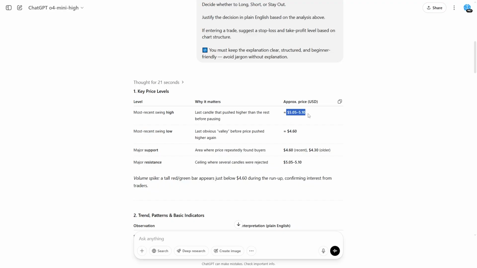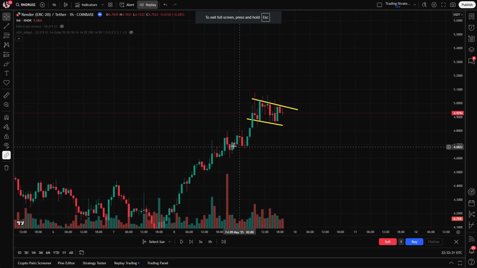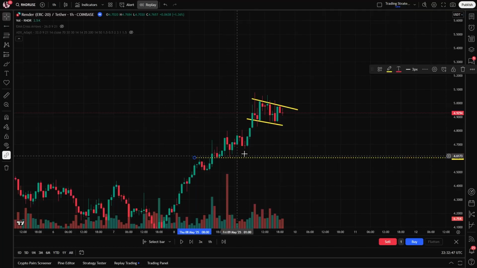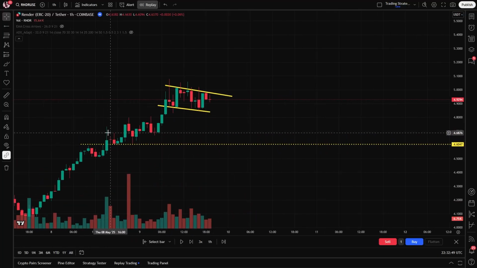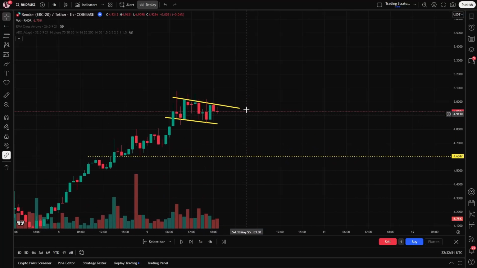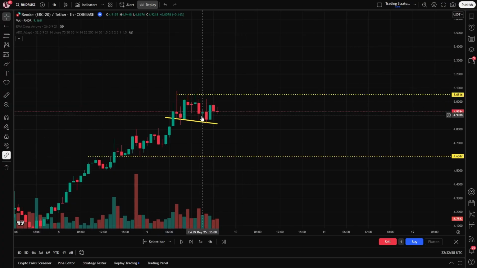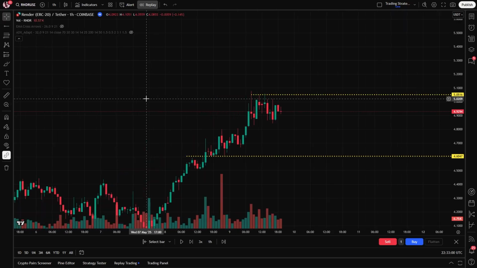And then the most recent swing high was at $5.05 to $5.10. And if we actually take a look at what it was saying, if we map out the 460 levels, we can see that if we place our bar at the 460 level right here, this is actively right when it swung low and moved further. And if we take a look at the recent swing highs at 505, we can see it actively managed to get the swing lows and the swing highs pretty correctly.